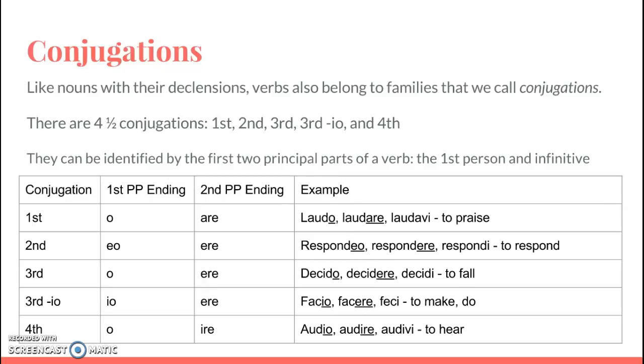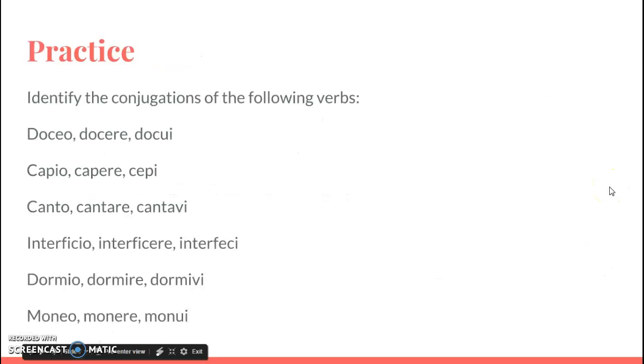Pause now if you need to finish copying this table. It will be very useful for you. All right, here's some practice. What you want to do is look at these verbs and identify their conjugation. Pause now and try to get an answer for each one, and resume when you're done, and we'll go over the answers.